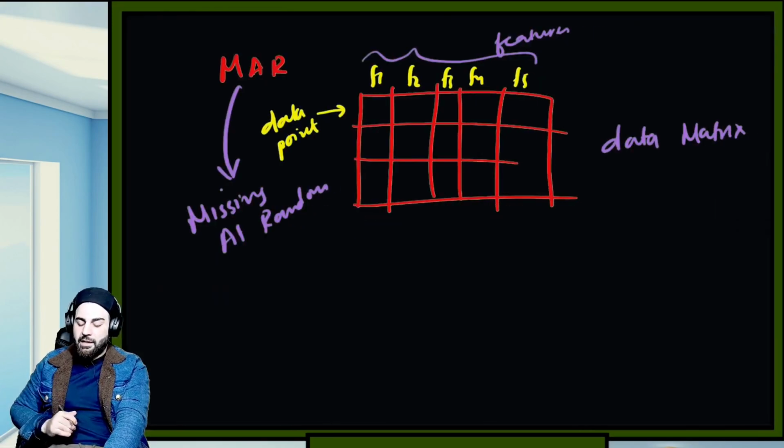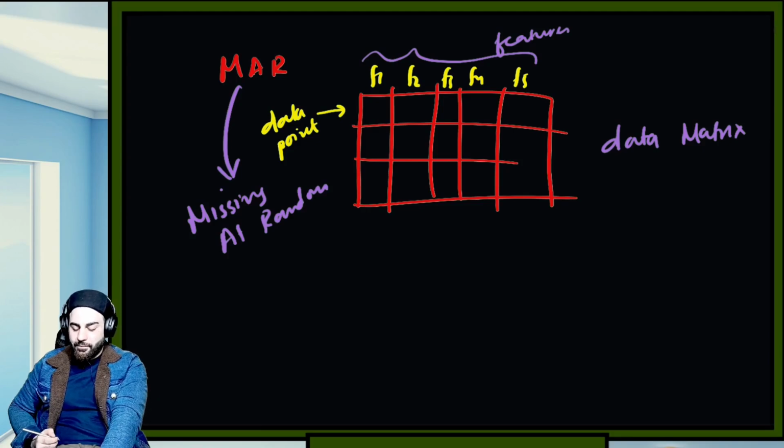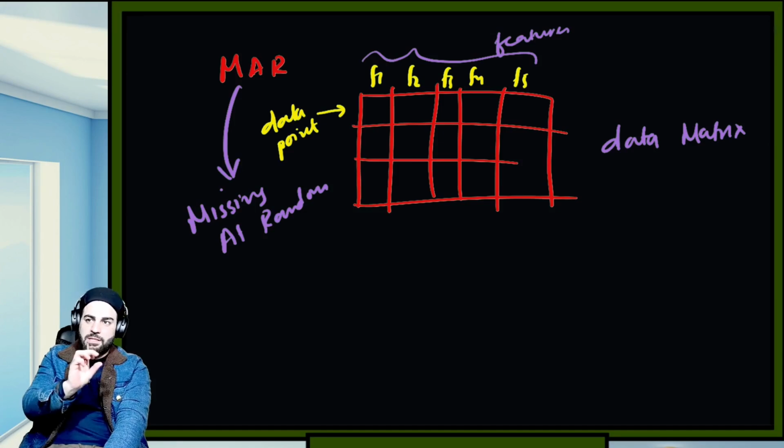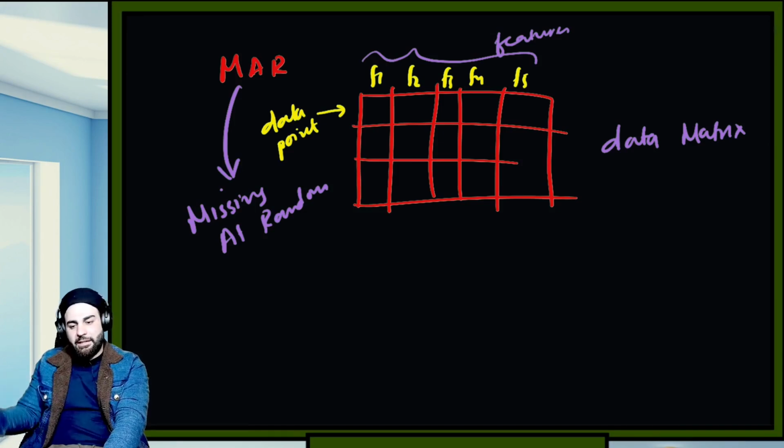This is missing completely at random. But when you have missing at random, what will happen is you'll somehow find a correlation. Let's suppose you ask incomes of rich people, and sometimes they do not report their incomes. Now you can figure out that this person, if rich, is not reporting the income. So we'll call this missing at random.